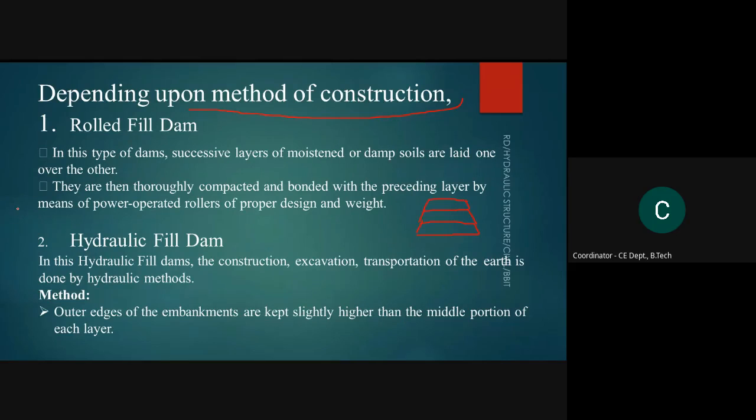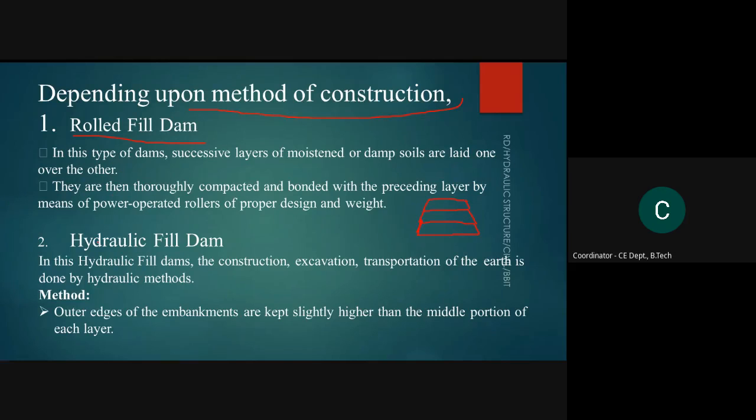Proceeding layer by layer by means of power operated rollers of proper design and weight. After that, the power operated rollers are run over this layer to get it compacted and bonded with each other. This kind of working mechanism by which earthen dams are constructed is called a rolled fill dam.